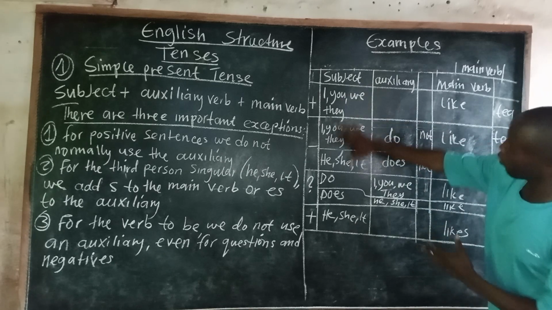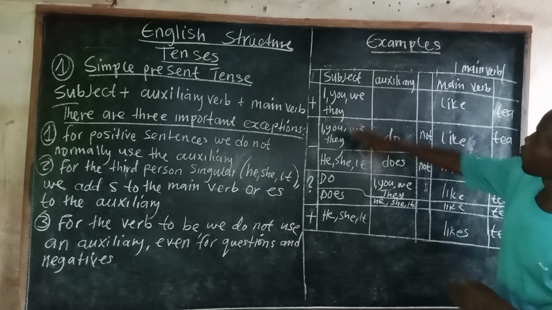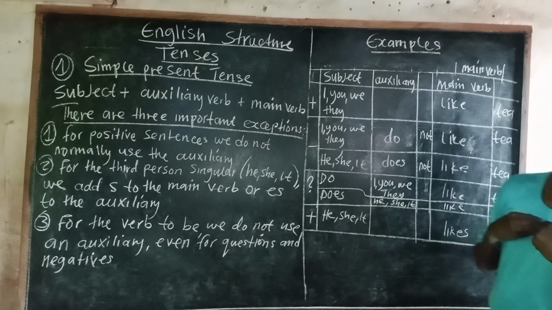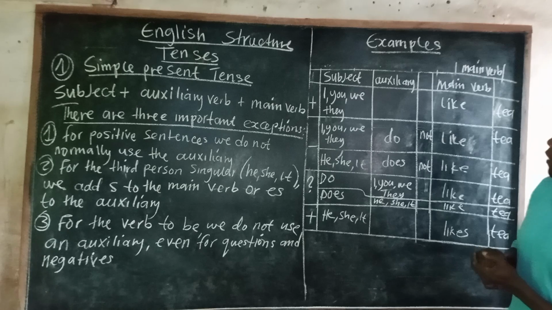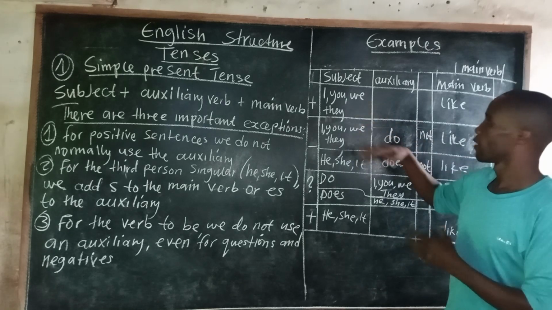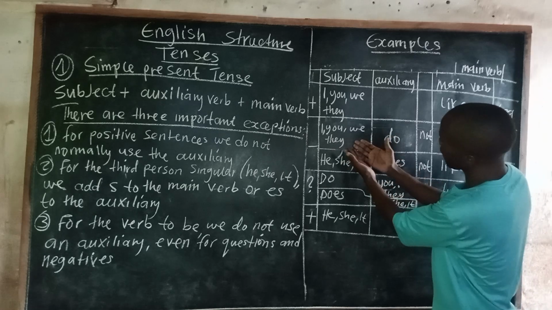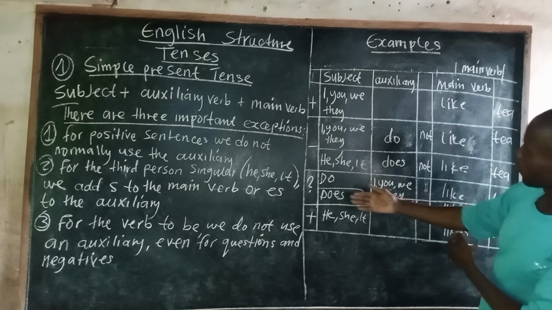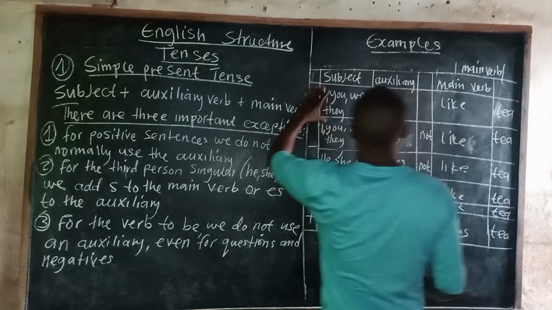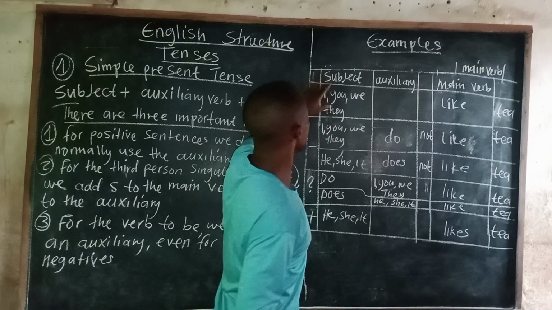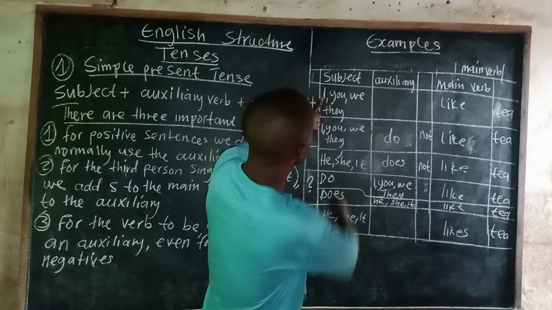The first one, all these words that you are seeing here are called subjects. So I is a subject, meaning the first person. You, second person. Then we, they. Now we also have he, she, it. Then do, does. Let us start with the first row. Here we have the subjects I, you, we, they. First of all, start with I.